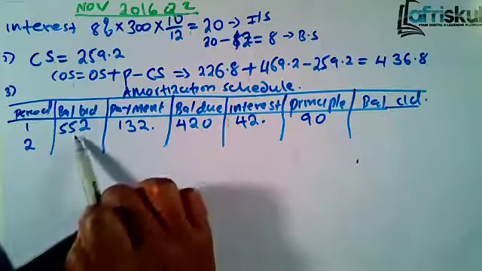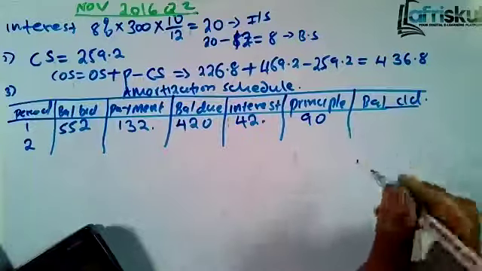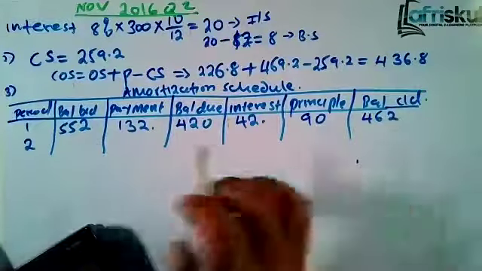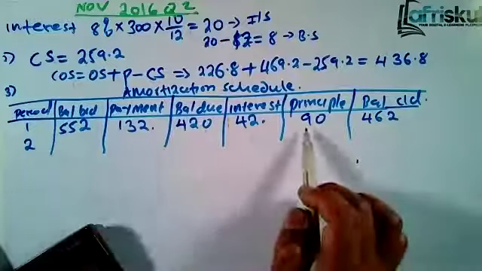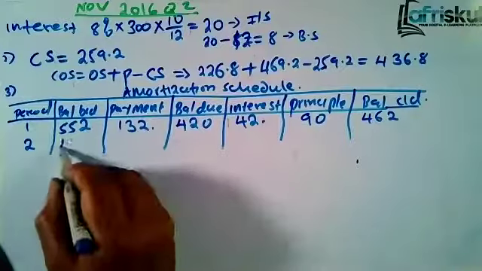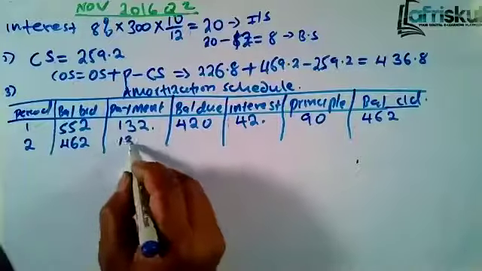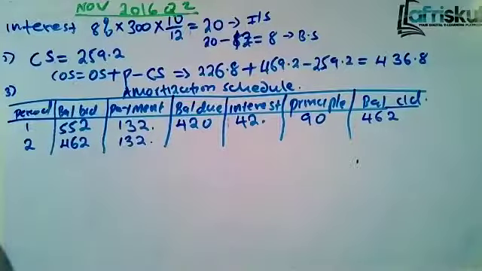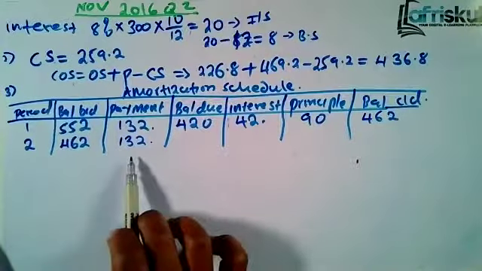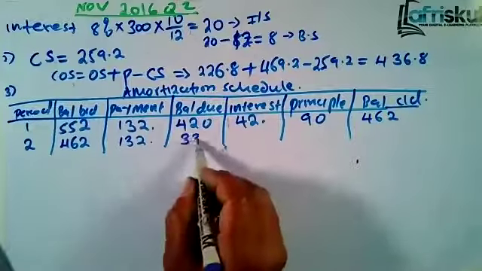Remember, the balance was 552. You deduct the principal of 90. That means the balance carried down will be 462. You take 552, you remove the principal. Now the balance carried down becomes the opening balance. So it's 462. The payment does not change. So you pay them 132. That means 462 minus 132. How much will you get? In that case, you'll get 330.